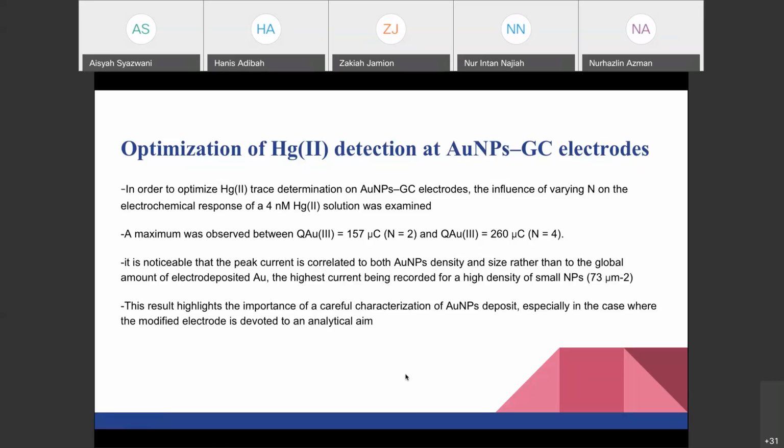It is noticeable that the peak current is correlated to both gold nanoparticle density and size rather than to the total amount of gold deposited. The higher current is recorded for a high density of small nanoparticles. The result highlights the importance of a careful optimization of gold nanoparticle deposits, especially in the case where the modified electrode is devoted to an analytical aim. Next.